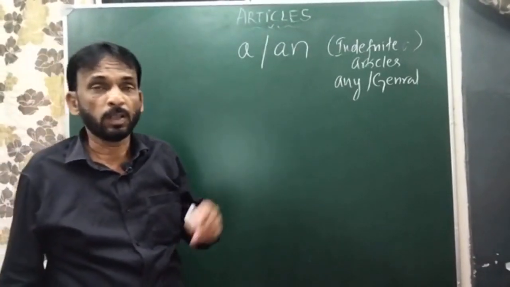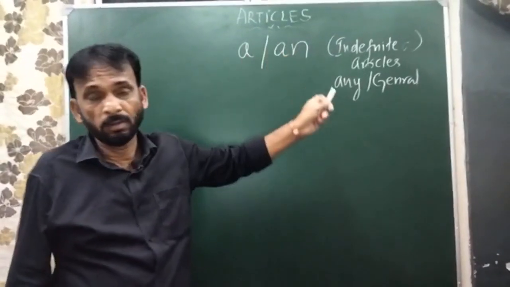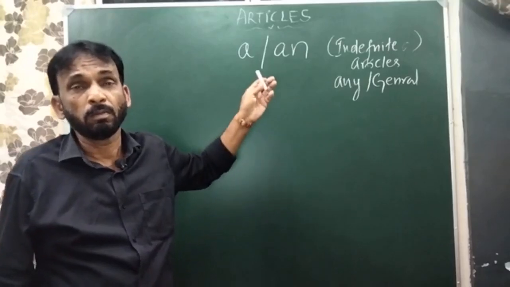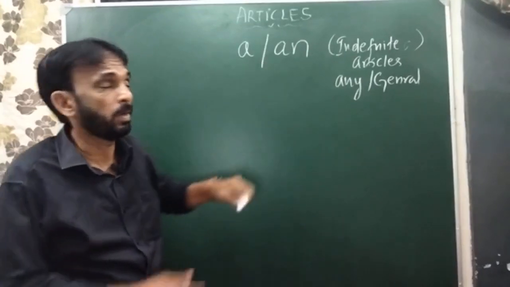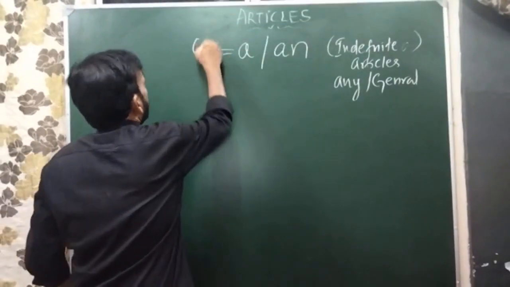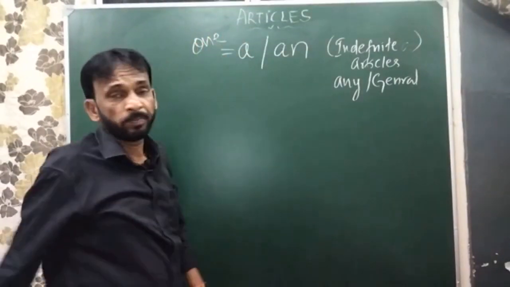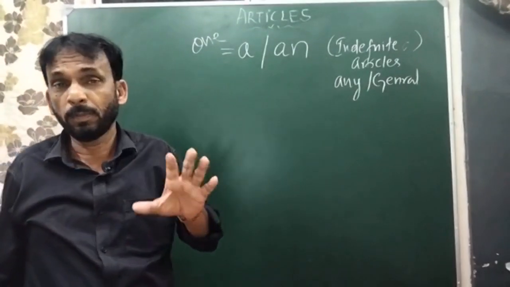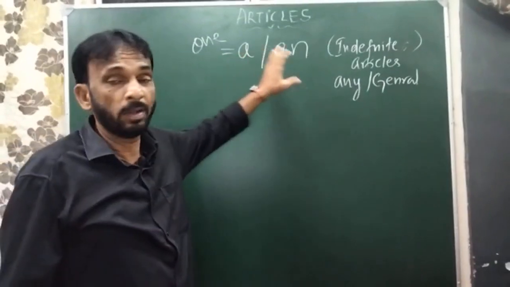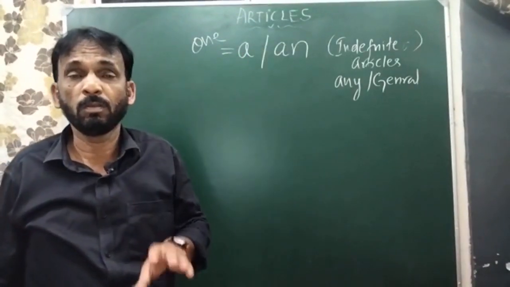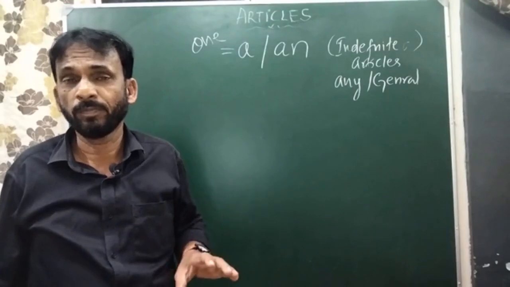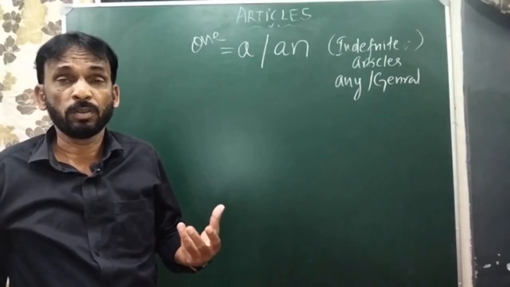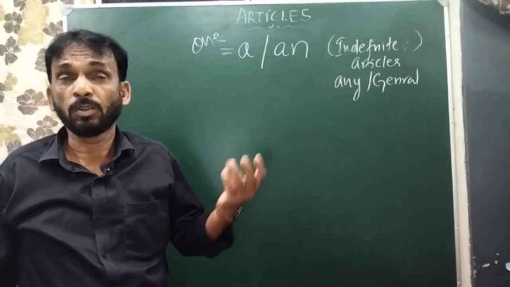Let me explain with examples. A and an are two articles. Their hidden, understood meaning is one. Why one? Because, and this is very important information, we use a and an only for singular countable nouns. What do you mean by that? Singular countable nouns are the nouns which we can count with numbers 1, 2, 3, like that.